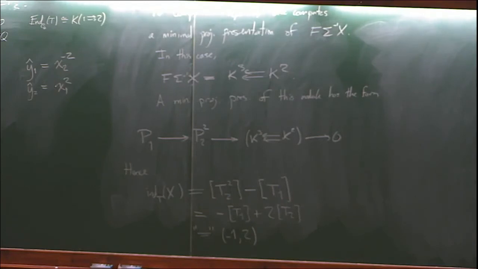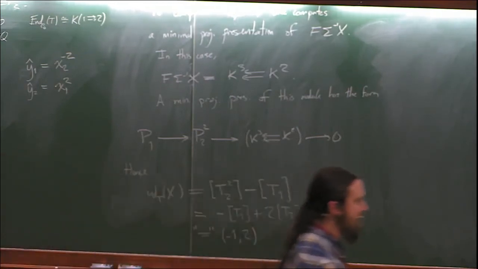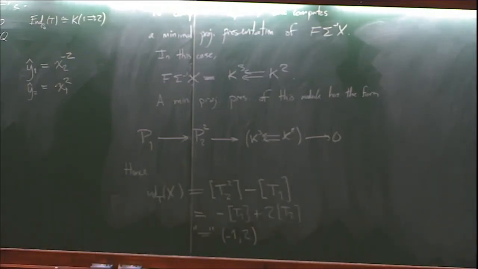So when I replace this here, I get x2 to the power minus 2. And if I write this as a fraction of polynomials, I get 1 plus x2 squared over x1. So let me maybe write it down here. 1 plus x2 squared over x1.